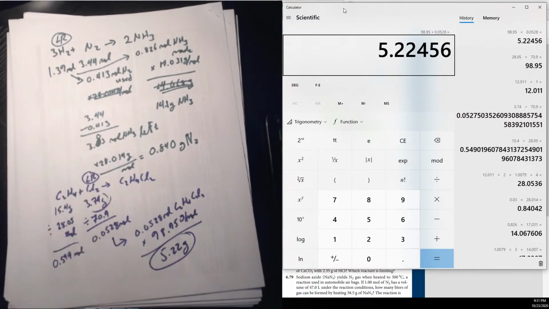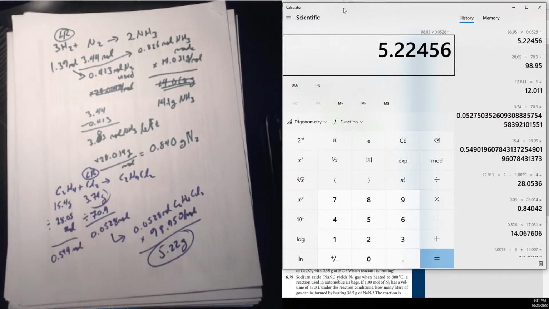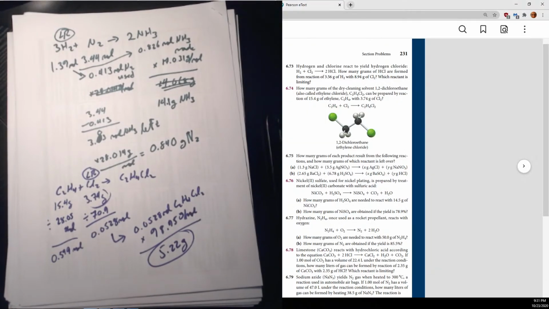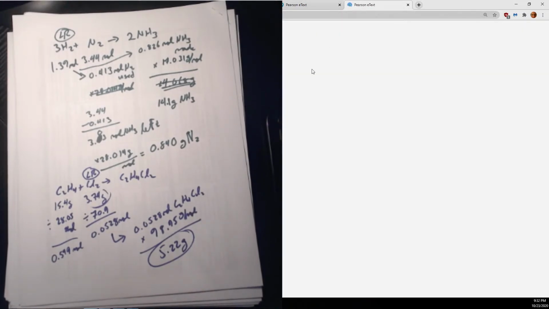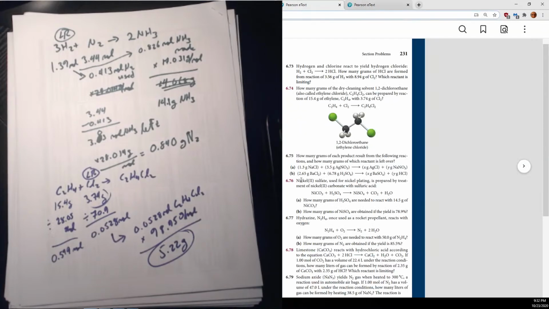So we can make 5.22 grams of our ethylene chloride. Now, you know what I should do? I should just have the appendix open all the time so I can double check my answers as I'm going along. That would just be the smart thing to do.